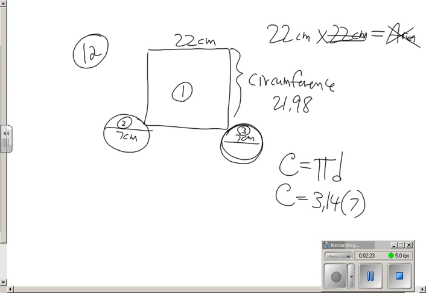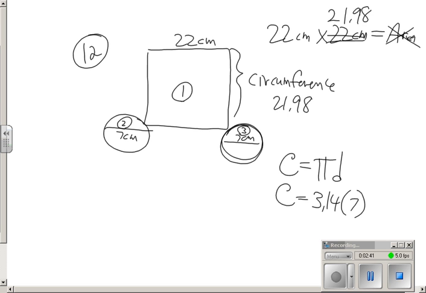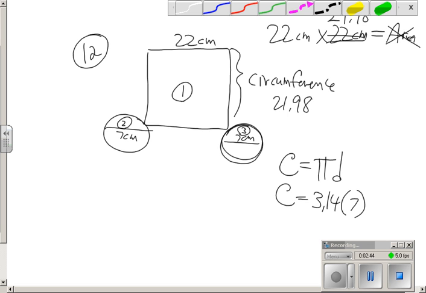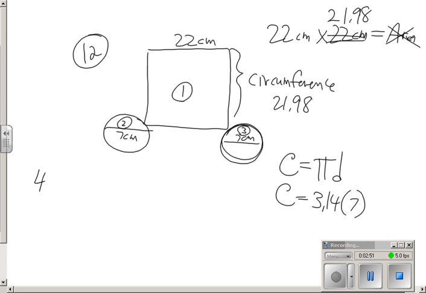So for our area of the first one, I'm going to use my formula for a rectangle, which is length times width, or 22 times 21.98. And I will take my calculator, and I go 22 times 21.98, and I will press the equals button, and it will tell me it's 483.56. 483.56 centimeters squared, and that's the area of number 1. I'll just keep that over on the side so we won't forget.